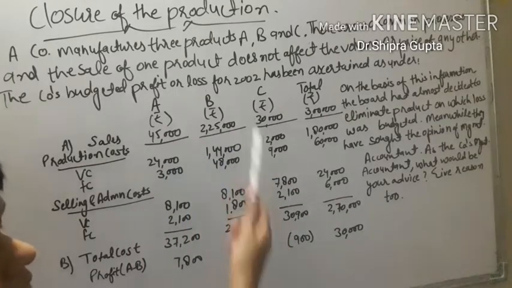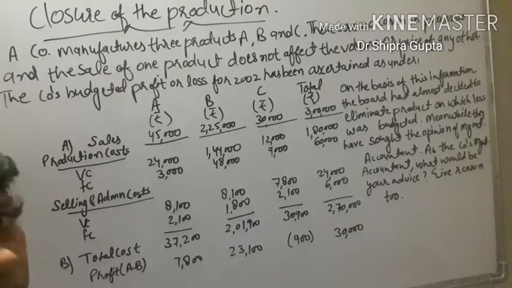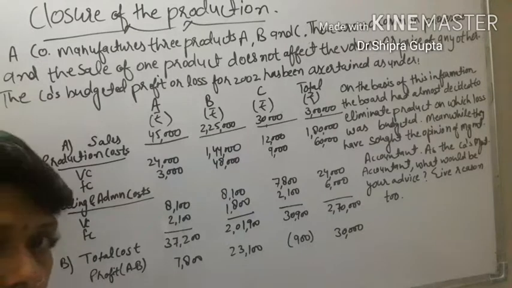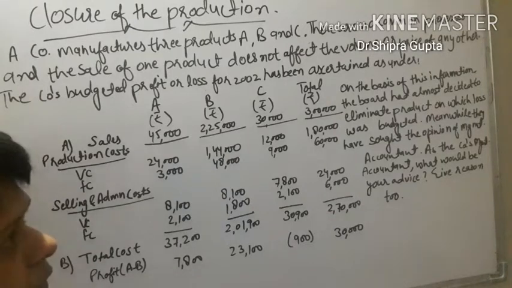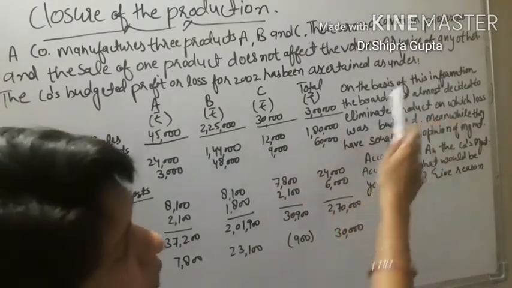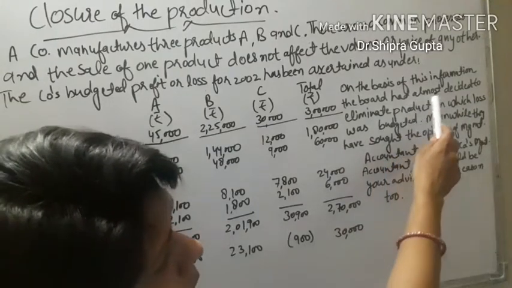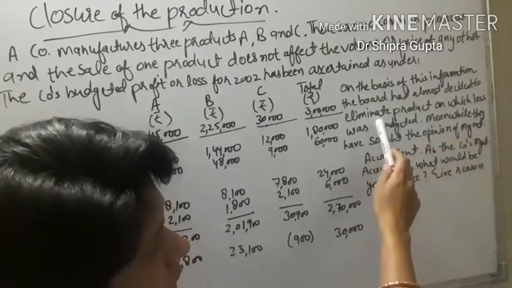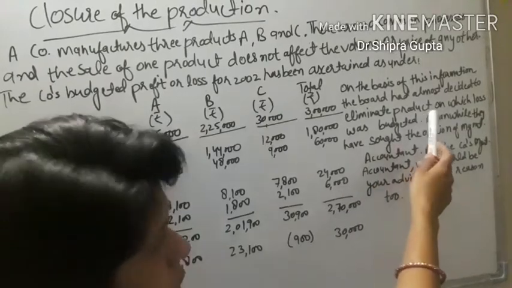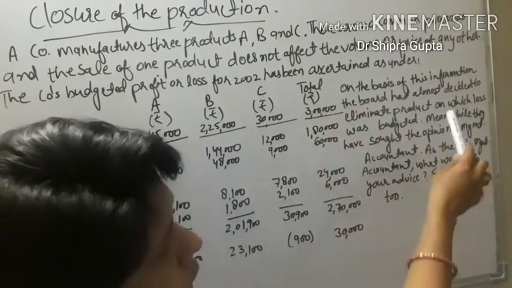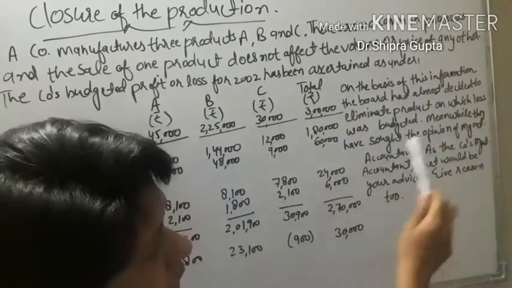C's product is not beneficial, so we would close this unit, but we will understand whether we will continue it or close this unit. On the basis of this information, the board had almost decided to eliminate a product. Eliminate product means C, on which loss was budgeted.